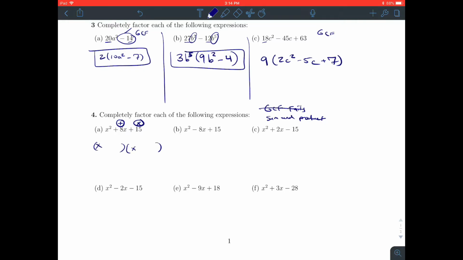So x times x is x squared. Let's see, two numbers that multiply to 15: positive 3 and positive 5. 3 times 5 is 15, 3 plus 5 is 8. For this one, x times x is x squared. 5 times 3 is still 15, but to make negative 8, we need to have negative times negative. Negative times negative is still positive. Negative 5 plus negative 3 is negative 8.